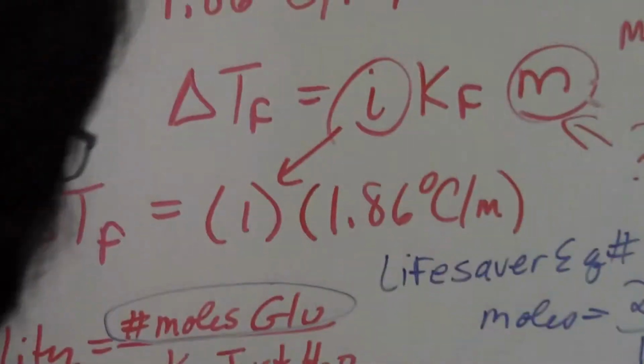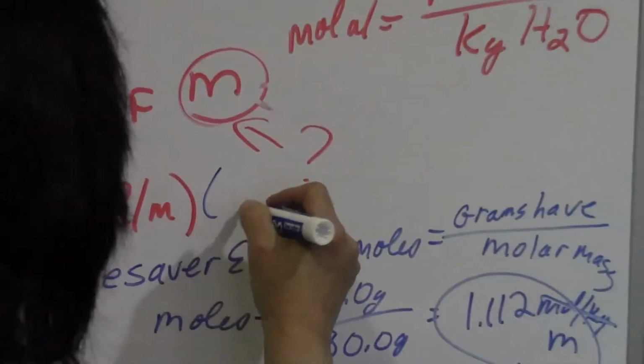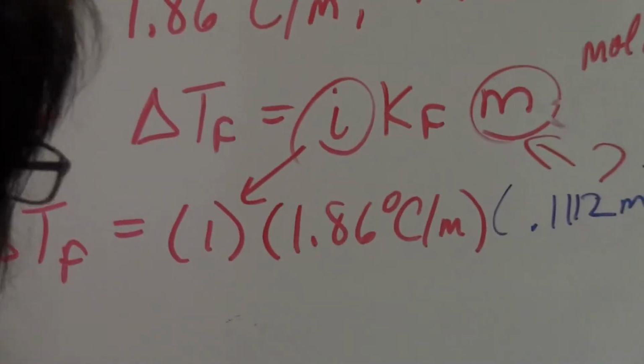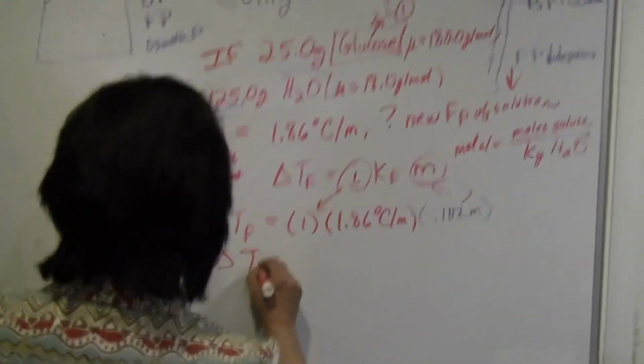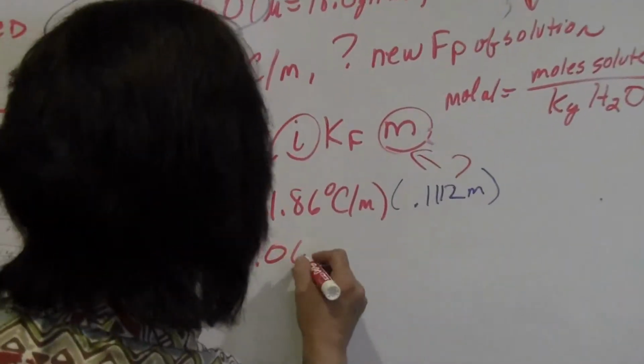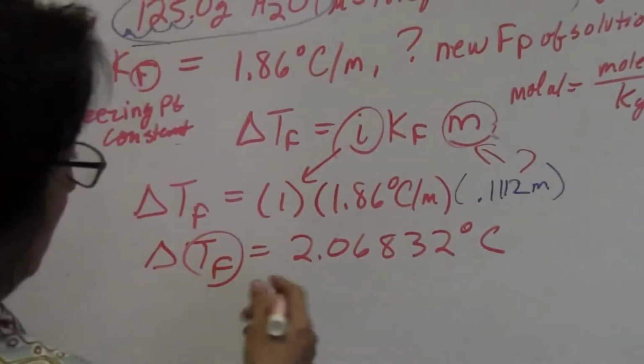Oh, we have to plug it in here. I'm going to erase this and plug our molality in here. 0.1112 molal. See, we used our lifesavers. It's very handy. You're going to use them all the time. So our delta T sub F ends up being 2.06832 degrees centigrade, because it's a temperature.